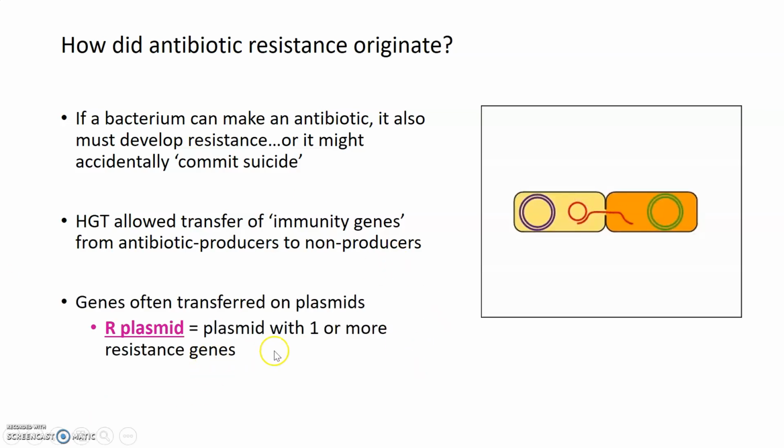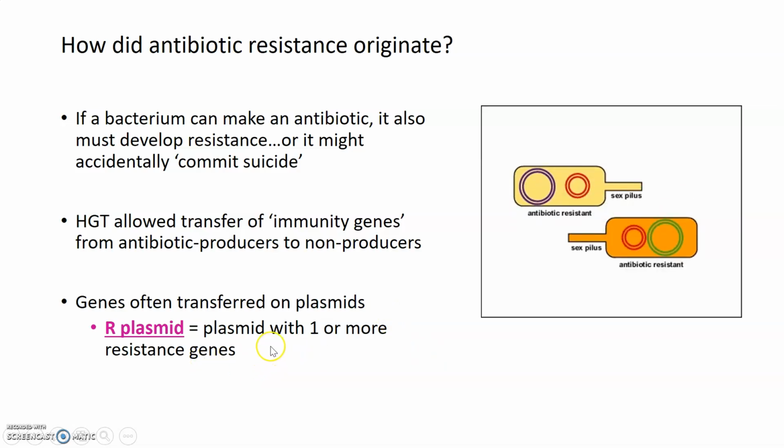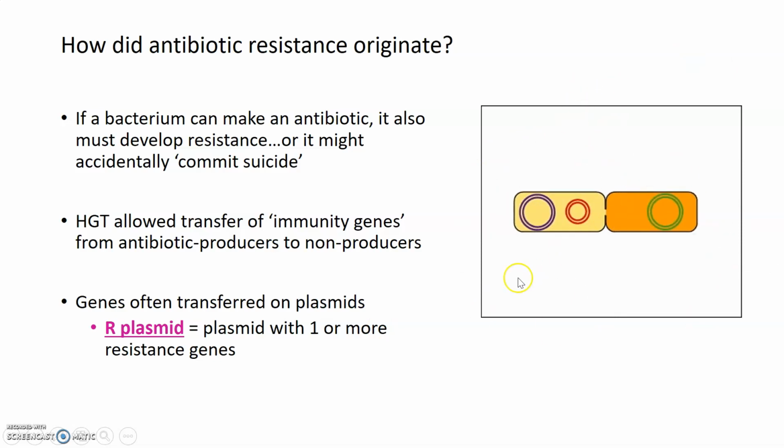And the way that most immunity genes, as well as most antibiotic resistance genes, are transferred is on plasmids. We talked a bit about plasmids earlier in this class, but in an R plasmid, the R stands for resistance, because this is a piece of DNA or plasmid that has one or more antibiotic resistance genes on it. And R plasmids can be transferred via conjugation, as you can see over here. So not only can the F plasmids be transferred in this direct contact method, but other types of plasmids as well, including the R plasmids that carry antibiotic resistance.